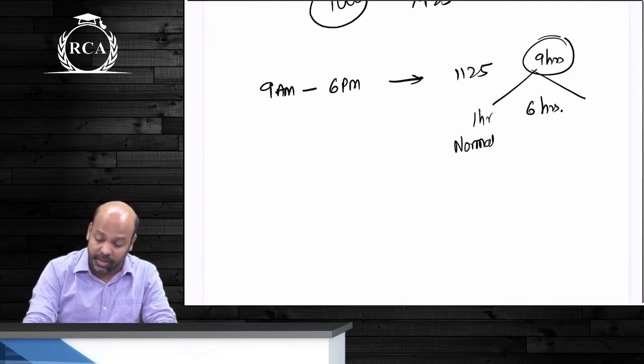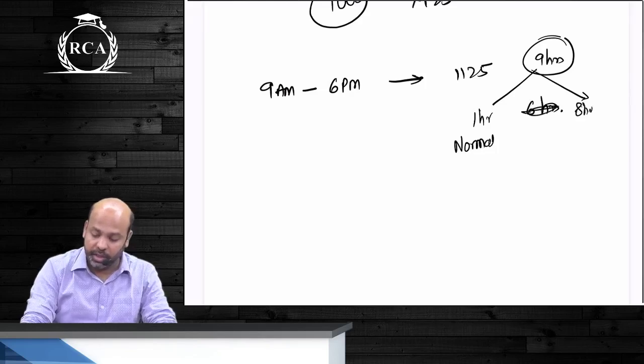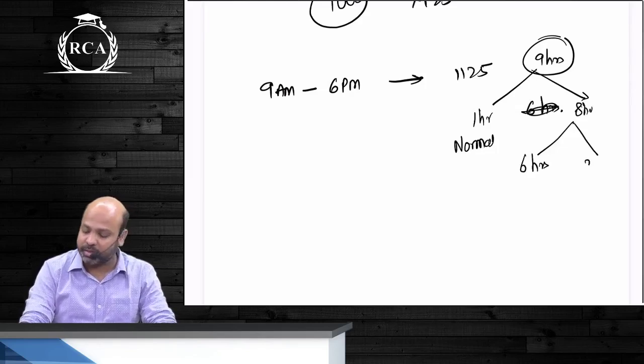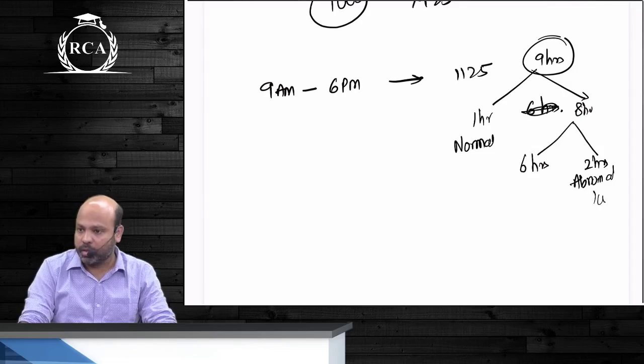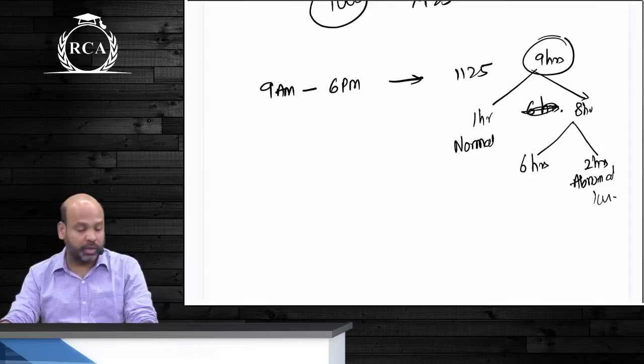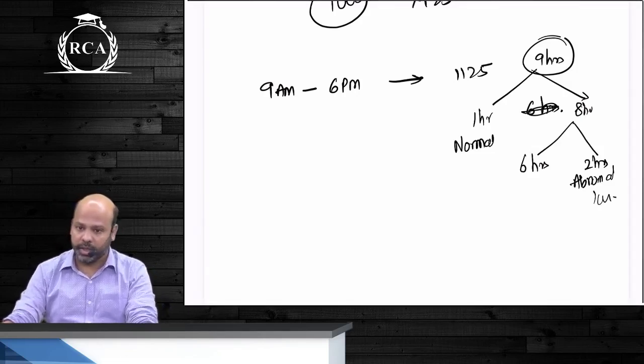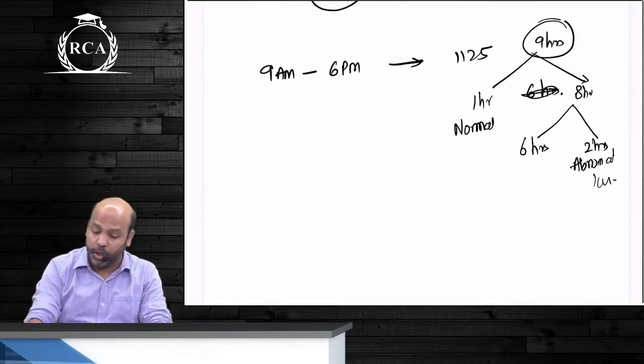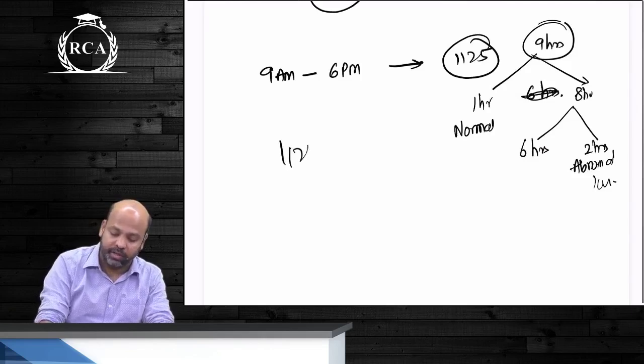How much should have been the effective working hours? Out of this, how many hours did they work? The remaining 2 hours will now be considered as abnormal time. The remaining 2 hours should be considered as abnormal loss. Are we getting it? So when you compute the effective wage rate, you cannot divide 1125 by 6 hours anymore.